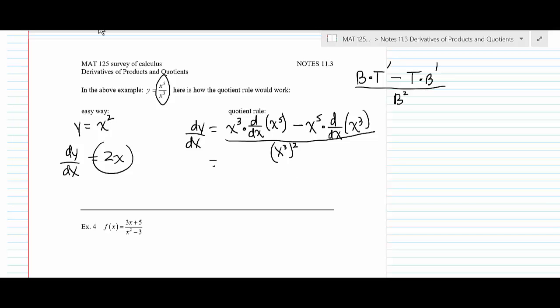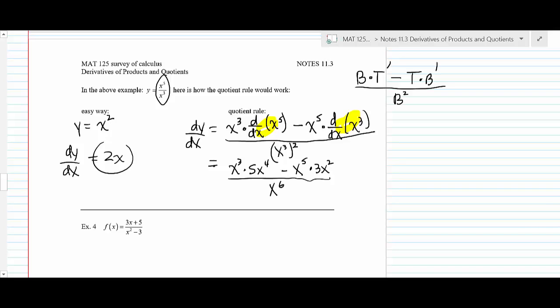Okay, now what we have to do is do this derivative and that derivative, which are easy. You should know how to do that by now in your head. So this is x to the third. This derivative I got highlighted in yellow is 5x to the fourth. Then you bring down the x to the fifth. Derivative of x to the third is 3x to the second. What is the bottom? Is it x to the fifth or x to the sixth?